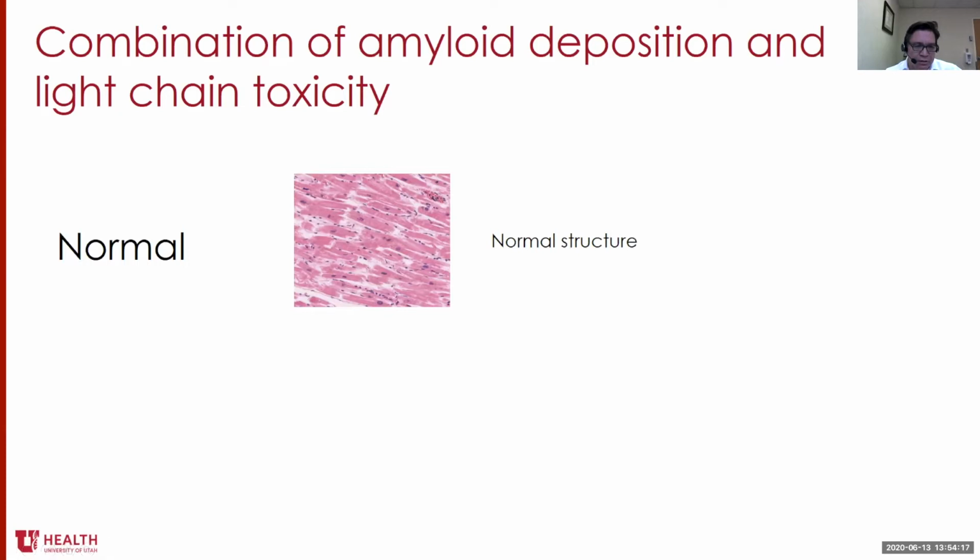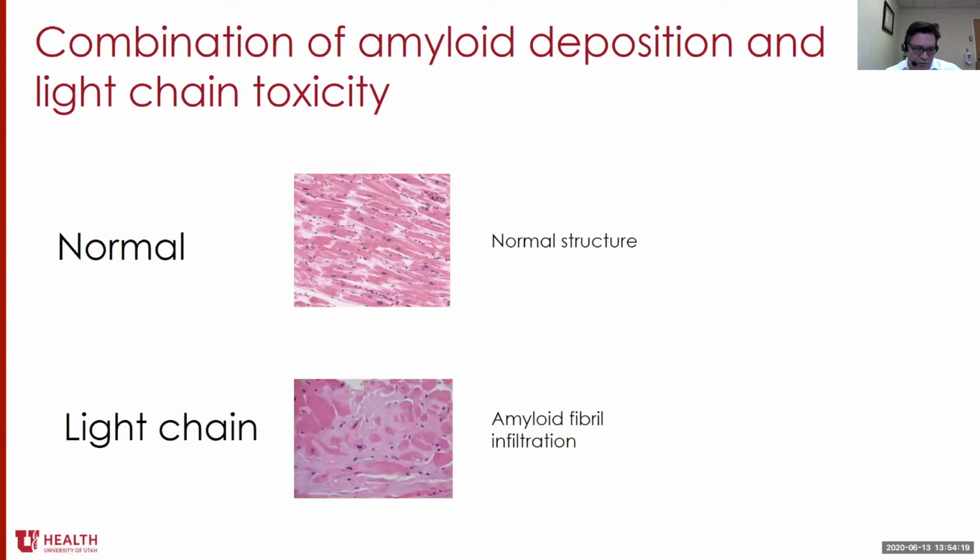But when patients have light chain amyloidosis and you see the same tissue under the microscope, now you see this light pink substance that is insoluble, and this is amyloidosis. And you can see how it caused significant destruction of the heart tissue compared to a normal one on the top.